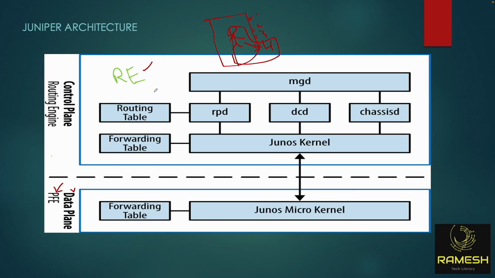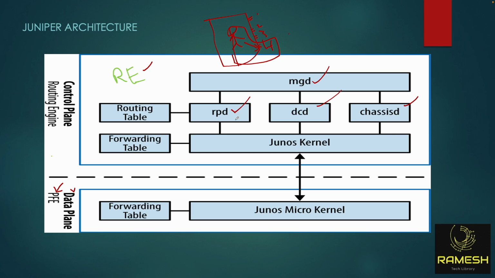Okay, so we have routing engine components, we have daemons. Daemons does not mean a ghost. Daemons means a process. Within the routing engine we have multiple processors. What are they? MGD, RPD, DCD, chassis. So like that we have multiple processes. Suppose, what is RPD? It's the routing protocol daemon.